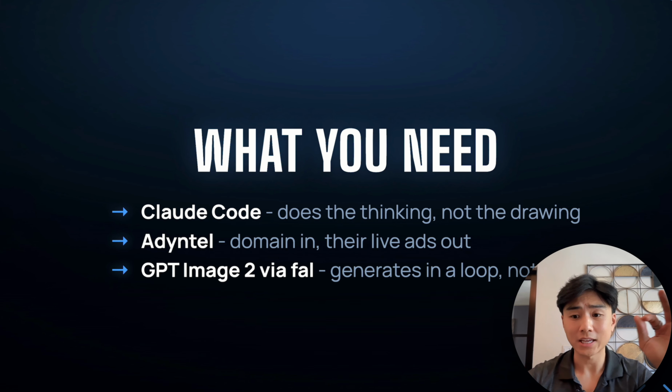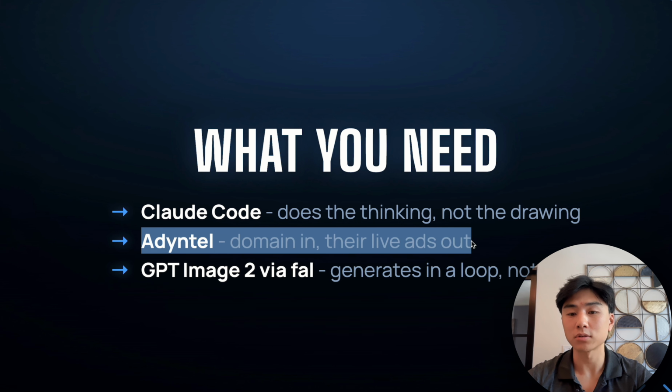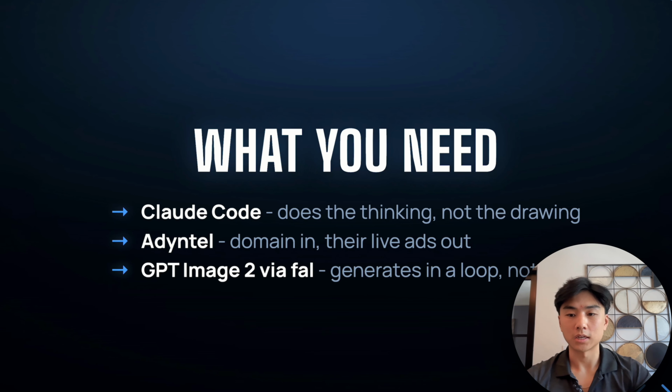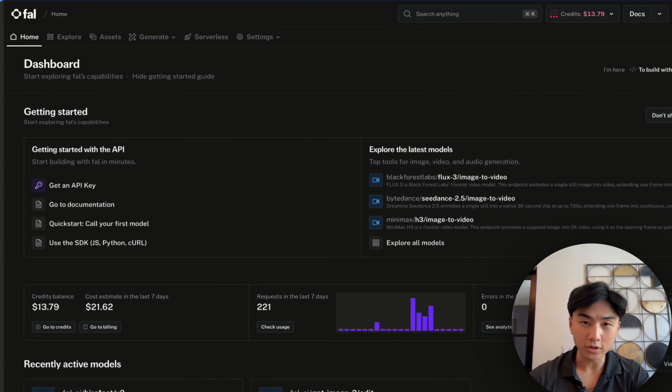The only three things that you need are Claude Code, AdIntel, and GPT Image 2 using Fal.ai, which I'll share with you. You don't even really need AdIntel, but I use this for competitor tracking. Let's get into it. All right, so I'm assuming that you already have Claude Code.